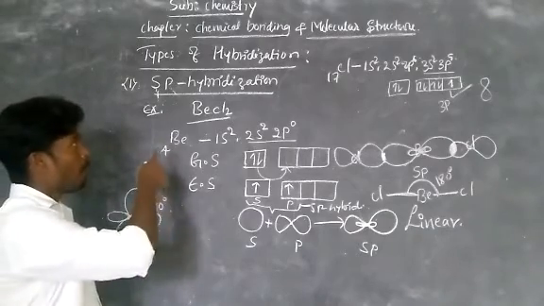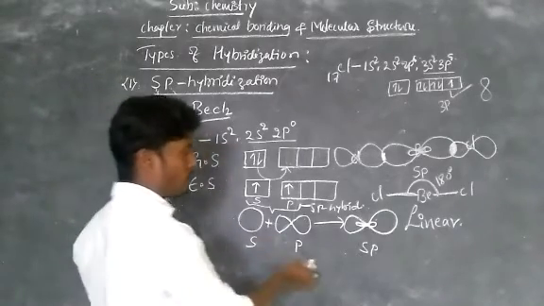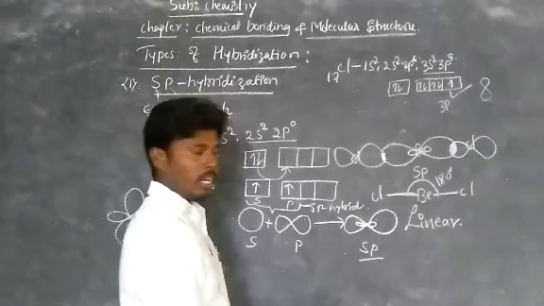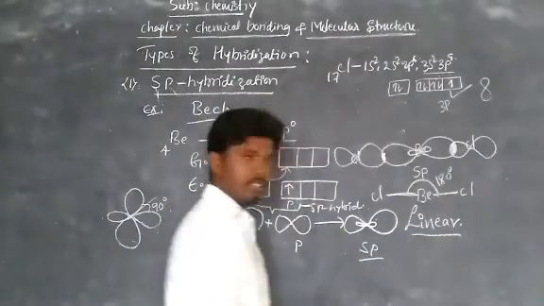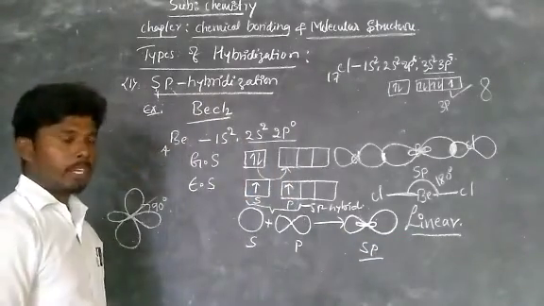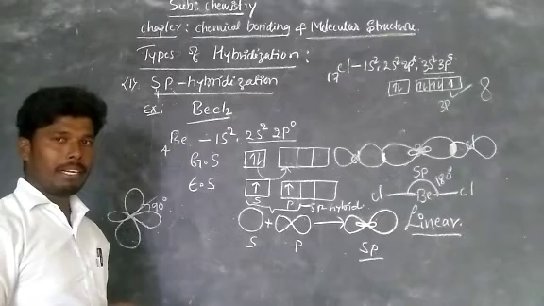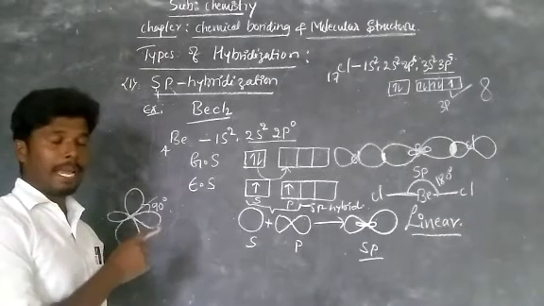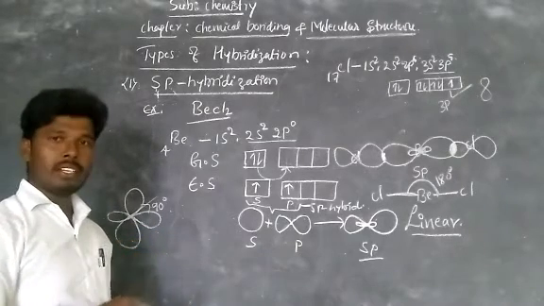So here the beryllium chloride hybridization is what? sp hybridization and geometry is linear. Got it? It means all sp hybrid orbital molecules have linear geometry.